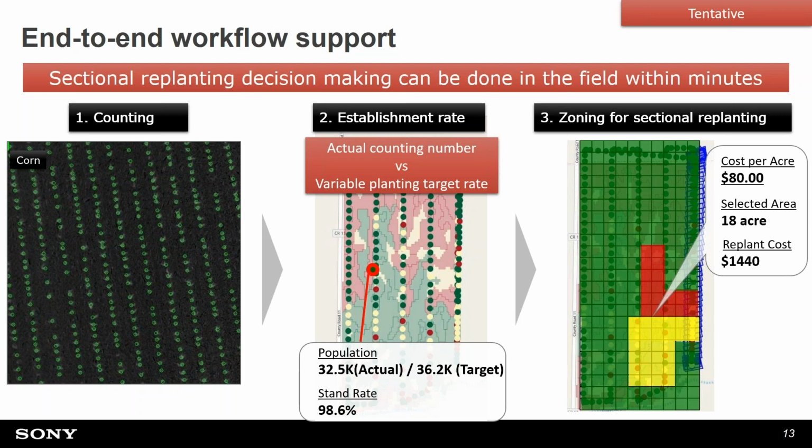And then afterwards, you define which part of the field you would like to replant. Not only the establishment rate information, but you also consider your machinery capacity, and you can fine-tune which area is to be replanted. So that whole workflow is supported by the new version of Fast Field Analyzer.